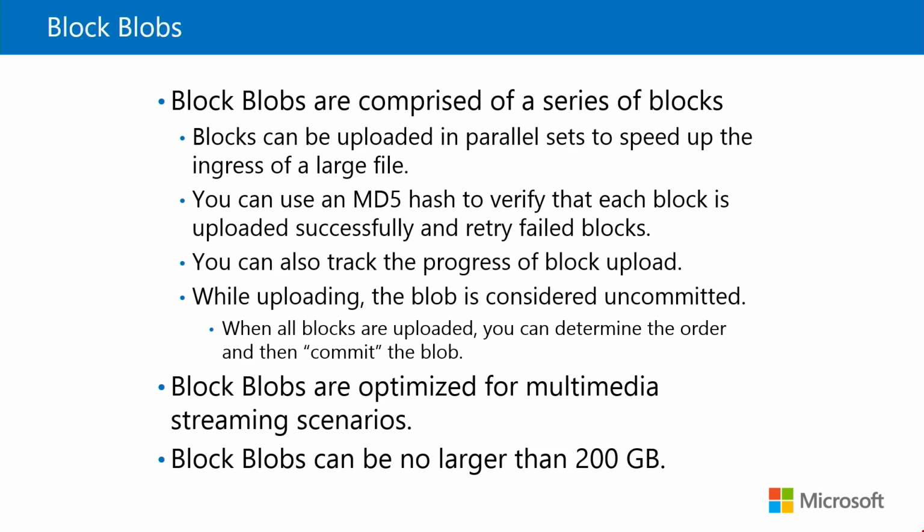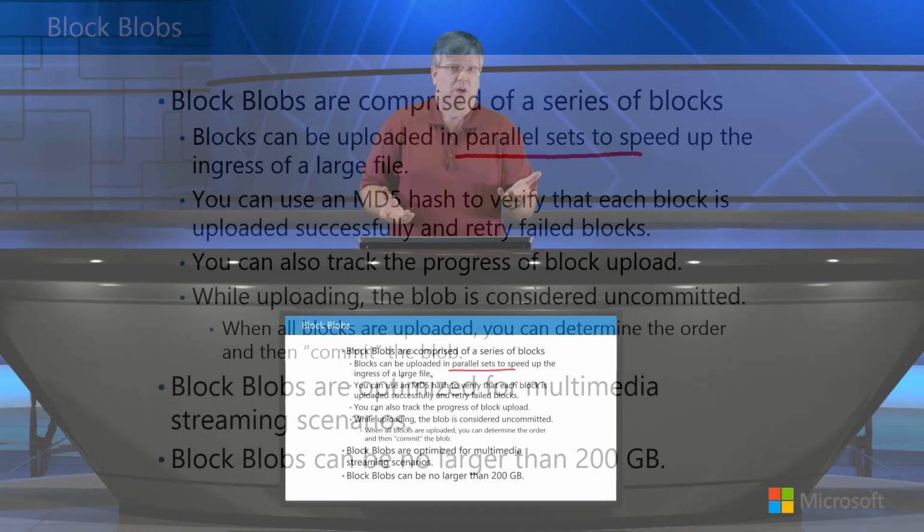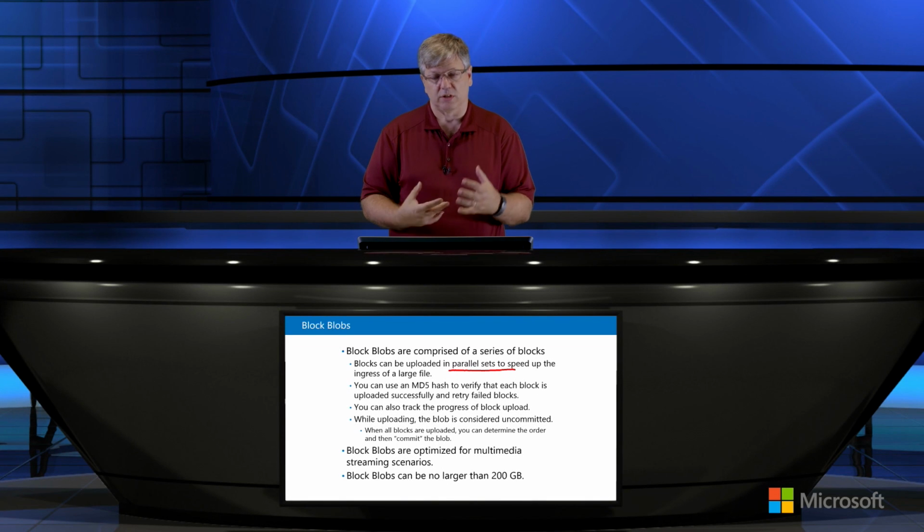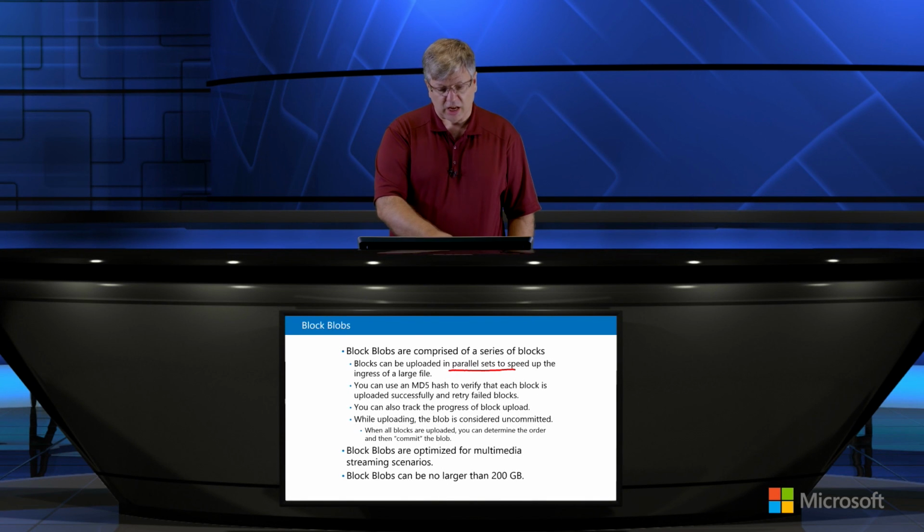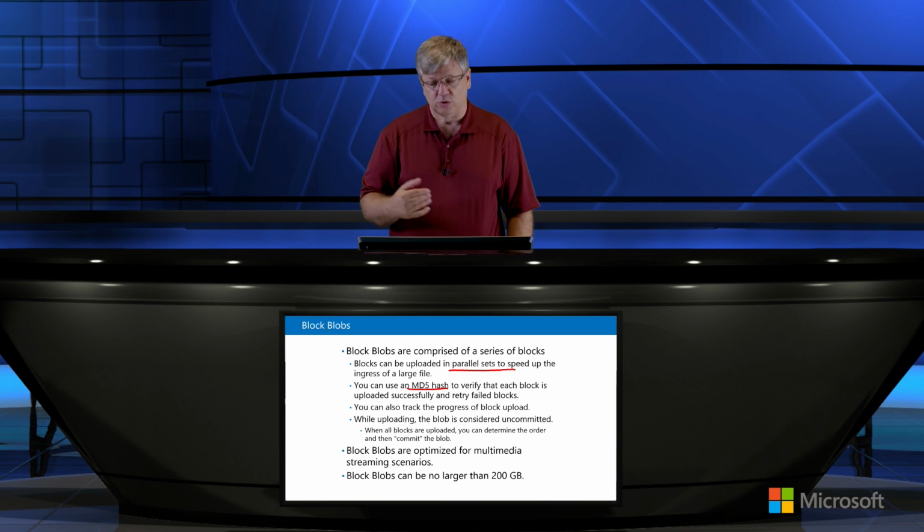All right, so blocks are uploaded. Now they are uploaded in parallel sets, and you have the ability to implement pretty fine-grained control over how those sets are parallelized, how they're uploaded. You can also just use the SDK and say, okay, I need to upload a block blob, and it'll just do it for you and internally make those decisions. It can use an MD5 hash to make sure that the block blobs are uploaded successfully, and you can retry if that fails.